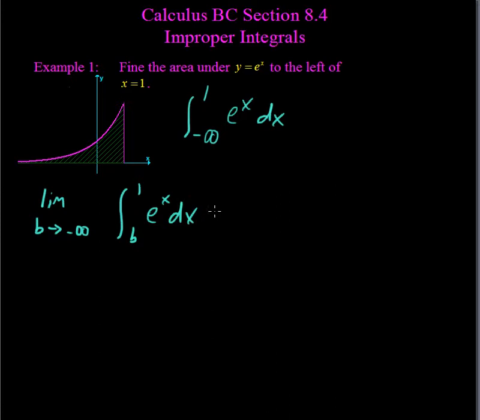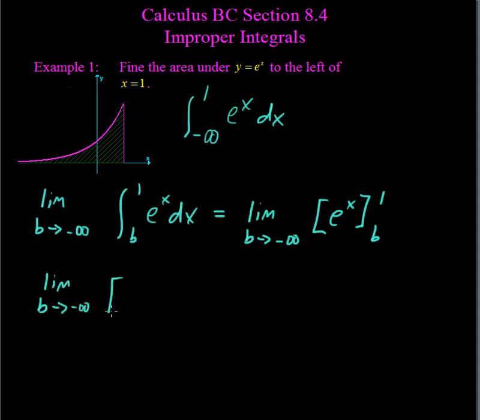And so then we can take the integral of e to the x. Of course, the integral of e to the x is e to the x. The limit comes on through. So the limit as b approaches negative infinity of e to the x, going from b to 1, and then the limit comes down again as b approaches negative infinity of, plugging in the upper limit, we get e to the 1 minus e to the b.